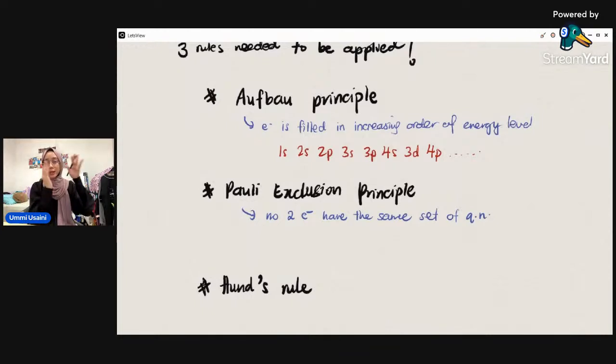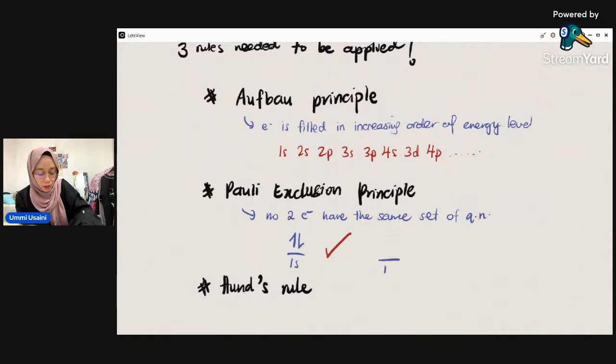Maksudnya kalau kita apply yang tadi dekat asrama tu, dia tak boleh dua-dua tidur katil atas, dua-dua tidur katil bawah, tak boleh. Dia mesti seorang kat atas, seorang kat katil bawah. Okay, baru dia apply Pauli exclusion principle ni. Okay, and then let's say kita ada 1s, sebelum kita pergi Hund's rule, kita tengok 1s. Kalau ada dua elektron dalam tu, basically satu going upwards, satu lagi going downwards. So yang ni dia apply Pauli exclusion principle.